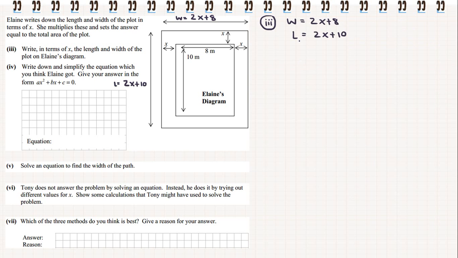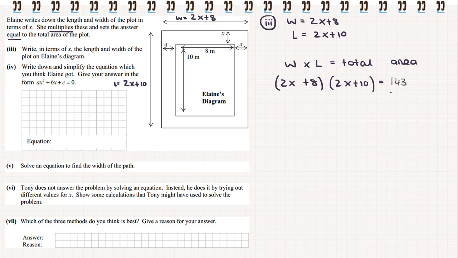Part 4, write down and simplify the equation which you think Elaine got. Give your answer in the form ax squared plus bx plus c equals 0. So in order to get an equation, she multiplies the length and the width, and she sets the answer equal to the total area of the plot. So again, our length multiplied by our width is going to be equal to the total area. So we have 2x plus 8 multiplied by 2x plus 10, and that's equal to 143. We're getting that from the previous part of the question.